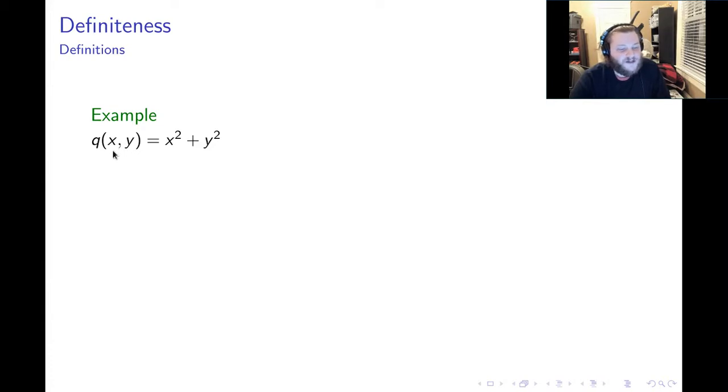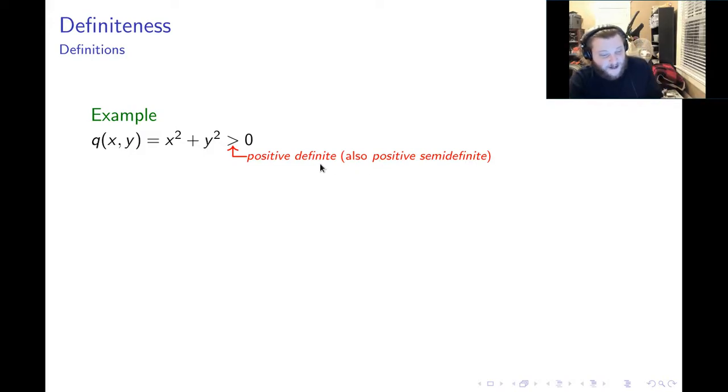Our first example is the quadratic form on 2 variables given by x squared plus y squared. As long as I don't plug in the origin, this is always greater than 0. So this quadratic form is positive definite. And remember, everything that is positive definite is also positive semi-definite. Easy enough.